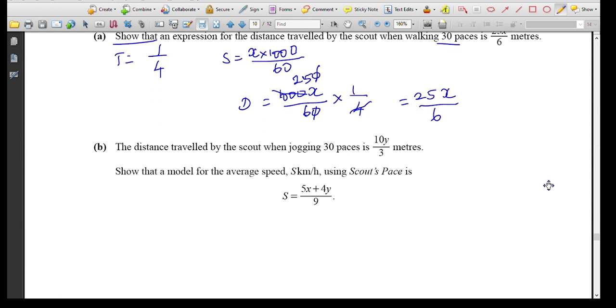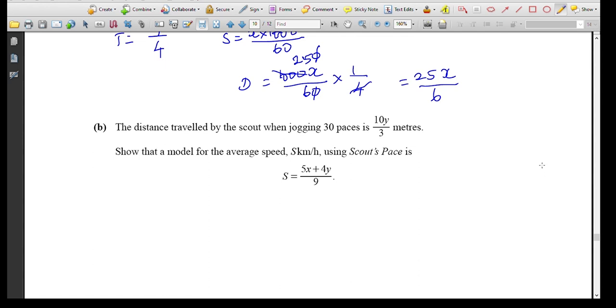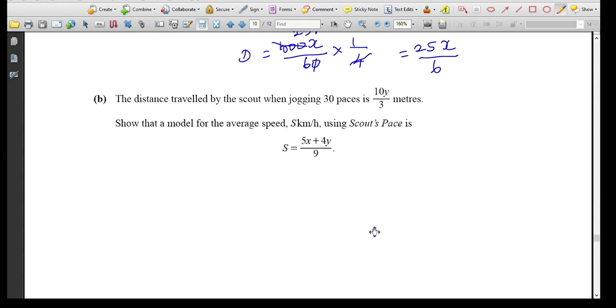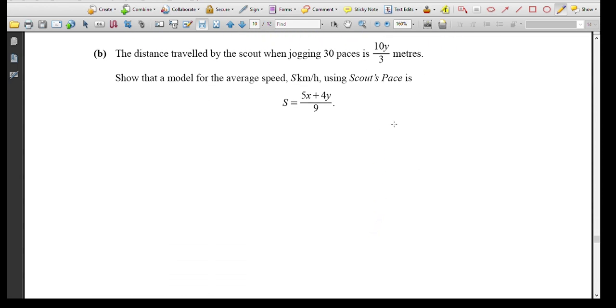Next, the distance traveled by the scout when jogging 30 paces is 10y by 3. They gave that what is the value for jogging, that is 10y by 3. So previously we calculated for the walking, which is 25x by 6. Show that a model for the average speed. So average speed we are going to calculate, and that too we have to just show that s equals to 5x plus 4y equals to 9.